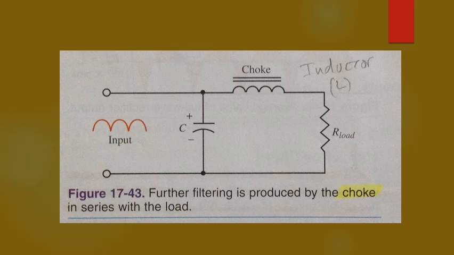LC filters. The filtering action can be improved by adding a choke in series with the load. This LC filter circuit appears in figure 17-43. The filter choke consists of many turns of wire wound on a laminated iron core.